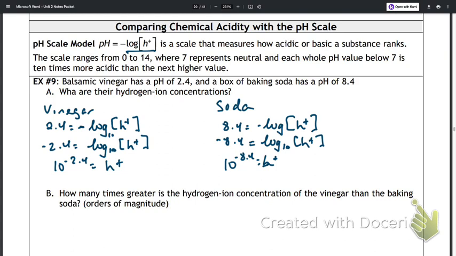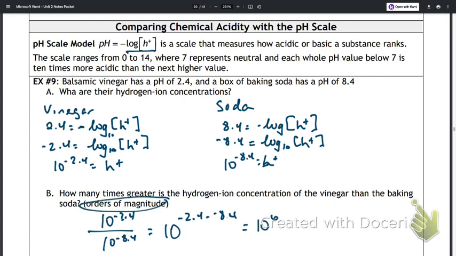All right, so how many times greater is the hydrogen ion concentration of the vinegar than the baking soda? Well, 10 to the negative 2.4 over 10 to the negative 8.4. Again, I have the same base, so I'm going to subtract those exponents, which gives me 10 to the 6th power. This asks for the orders of magnitude. It's just that 6. So it's 6 orders of magnitude greater.